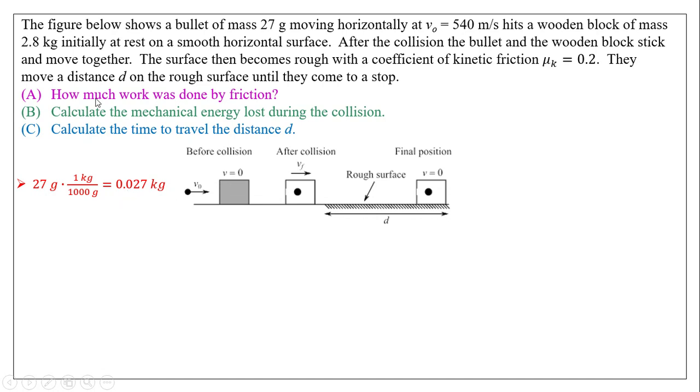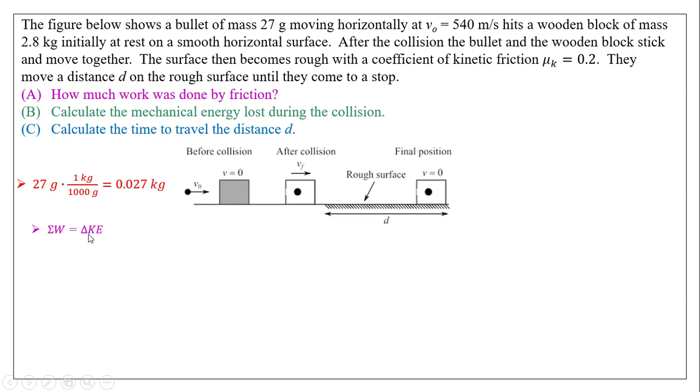So now that I have everything in kilograms, let's go ahead and crack it out. To do part A, how much work was done by friction, I need to focus my attention after the system has embedded itself and travels across this rough surface. That's because I know VF here is 0. And so the only thing I do need to find is the velocity after the system has been embedded. Okay. So I'm just going to set up the work-kinetic energy theorem.